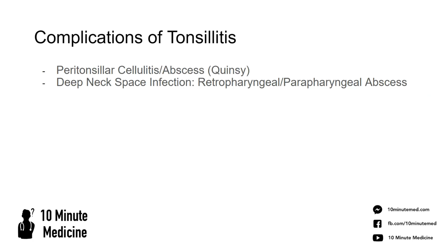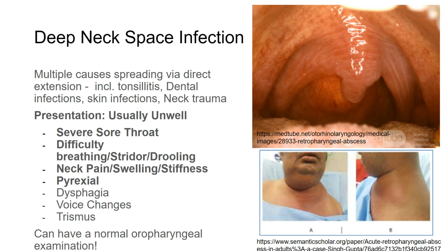So complications of tonsillitis, two of them which I think are important to know about are one, a quinsy, which we've just gone through, and also a deep neck space infection. Bacterial tonsillitis can track down into the retropharyngeal or the parapharyngeal spaces as well. There are many causes for a deep neck space infection. One of them is tonsillitis, but they can also be caused by dental infections, skin infections, and neck trauma as well.